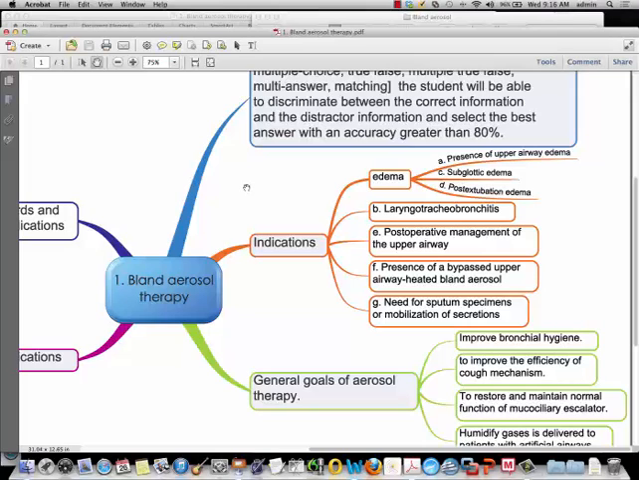Next is what we call, yes? I said subglottic edema. Anything below the glottis is what we would give cool aerosol to help that. So we would typically give it with a face tent, for example, or an aerosol mask.